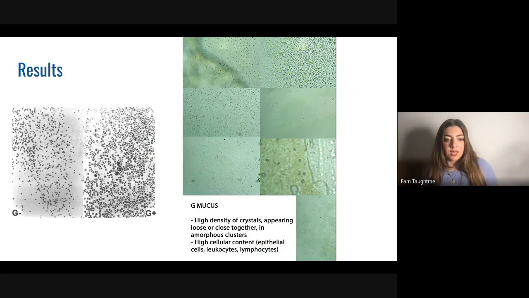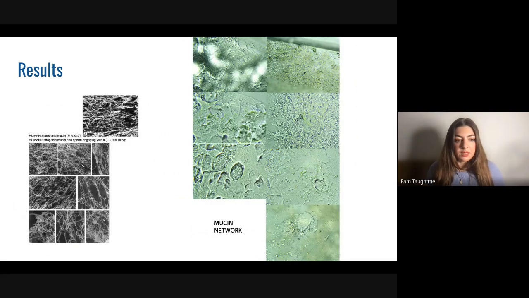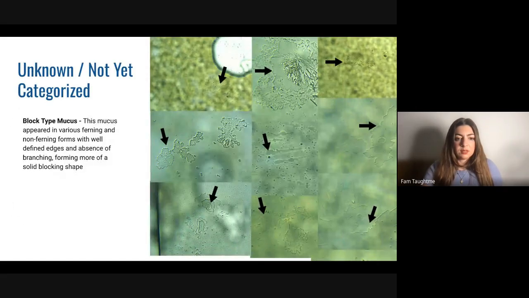And then the G mucus, I also saw lots of G mucus. As you can see on the right, it's all these little dots you see on the slide. And lastly, I did see the mucin network as well. Usually on the edges of the slides, I was able to see these mucin-like net mesh pieces that look a lot different from the ferning patterns and the other types of mucus that you see. So that was it for the identification of the known types.